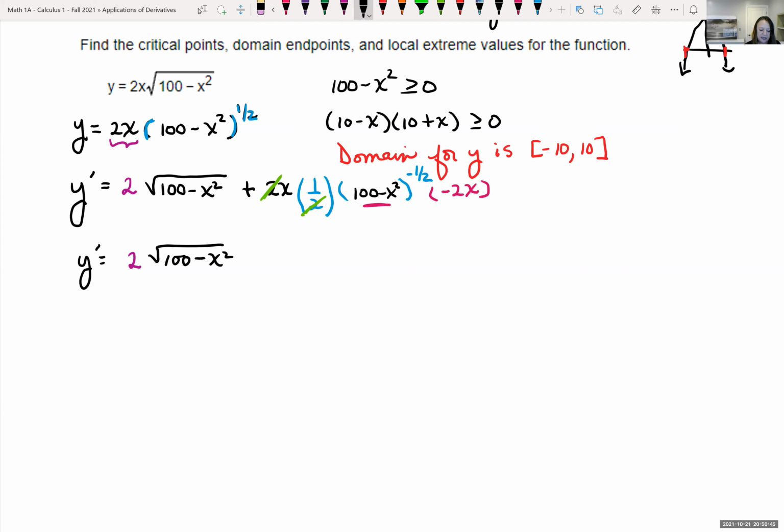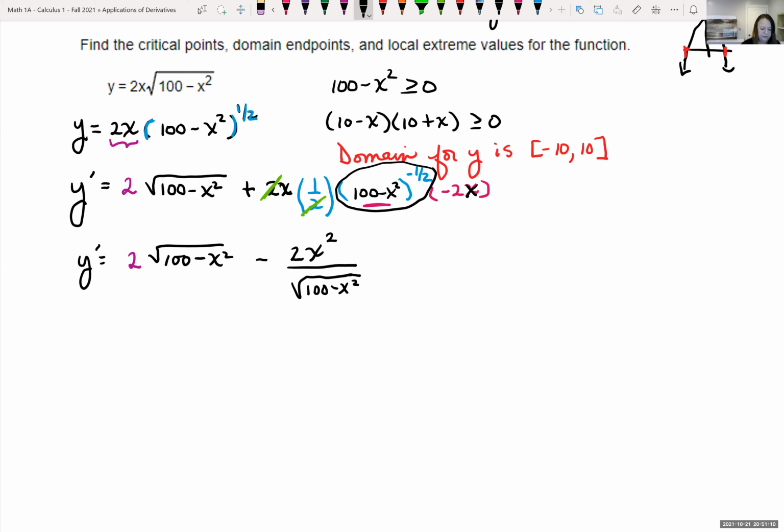Okay, so this is negative 2x here, all over 2x squared, because I have this x times this x. And then I'm going to bring this piece down to the denominator and rewrite it in radical form. So I have the square root of 100 minus x squared.